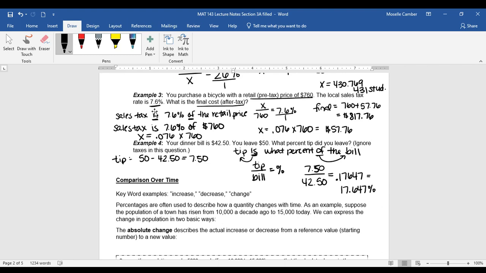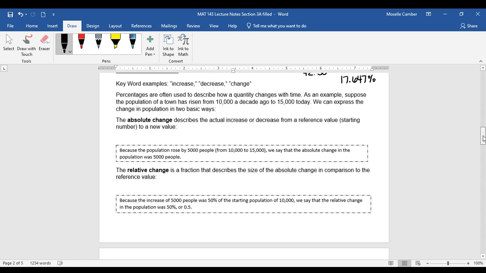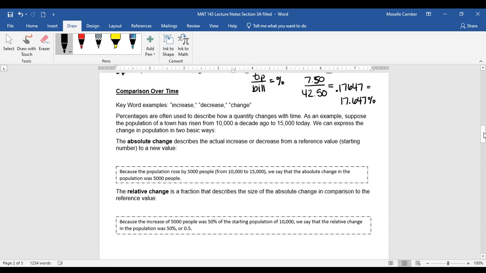$7.50 is a 17.647% tip. Okay, so that was part of a whole. So we can also use percent to compare things.